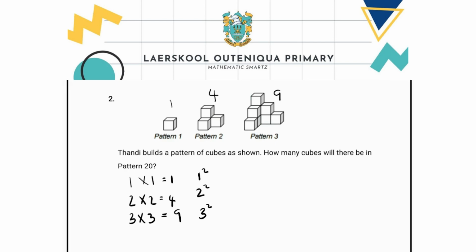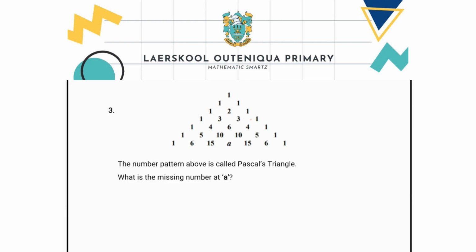Therefore, using this rule, how many cubes will there be in pattern 20? Well, I could simply say 20 times 20, or 20 squared. And that would be equal to 400. Therefore, in pattern 20, there will be 400 cubes. Let's move on to question 3.